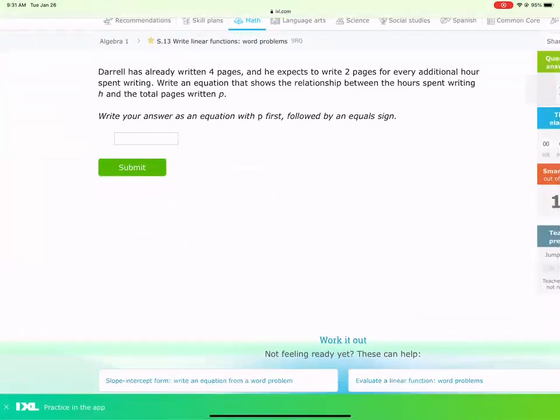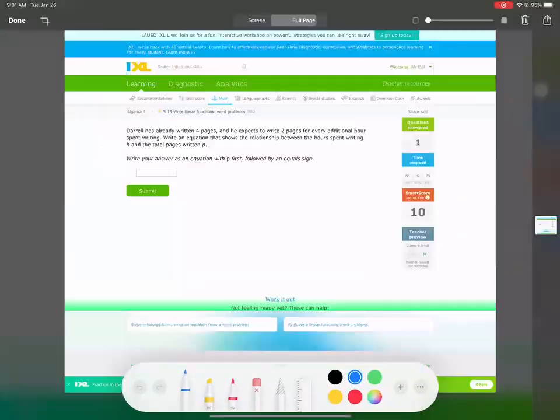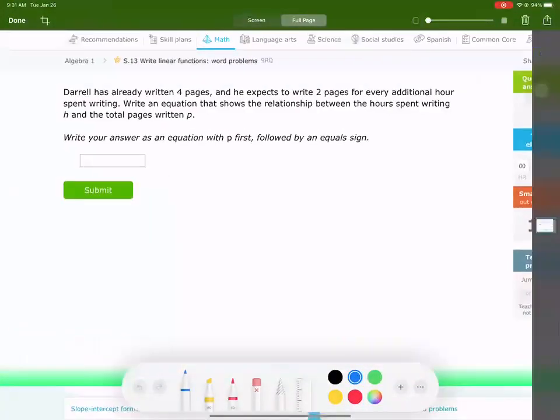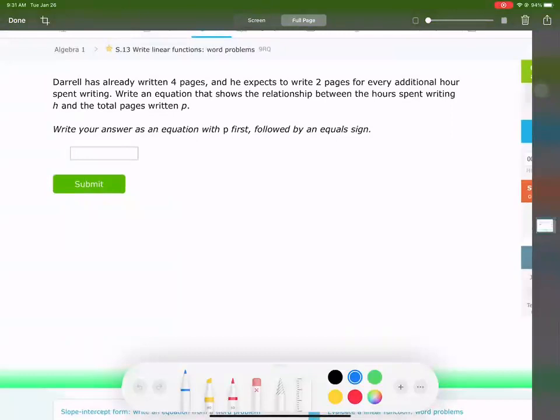Okay, let's do this next problem. Darren has already written 4 pages. He also expects to write 2 pages for every additional hour spent writing. This sounds very similar to what we did on our last problems. Write an equation that shows the relationship between the hours spent writing H and the total pages written P. Okay, so a couple things that we want to make sure we know. He has written already 4 pages, and then for every hour he writes 2 more pages. The variables we want to use are H and P.